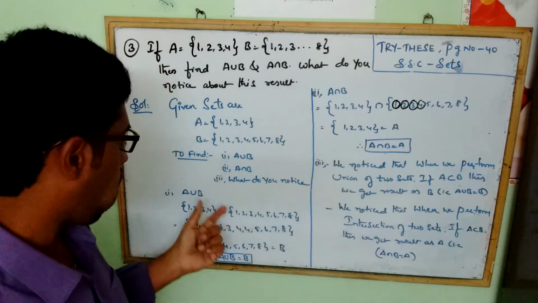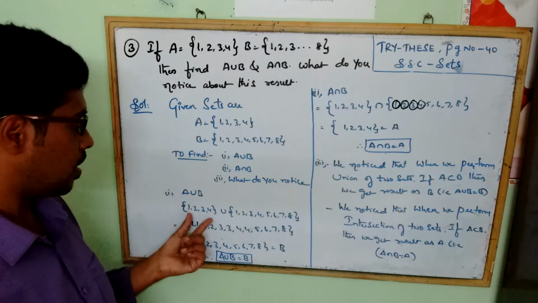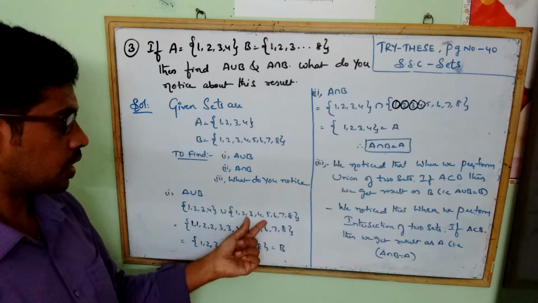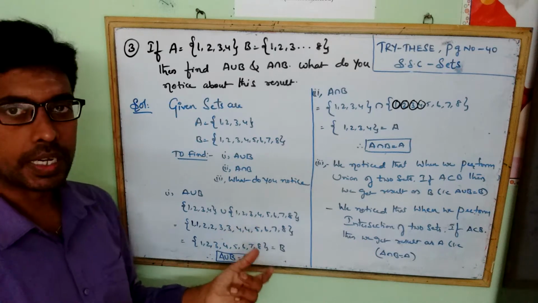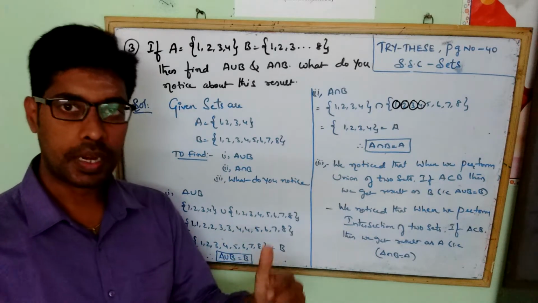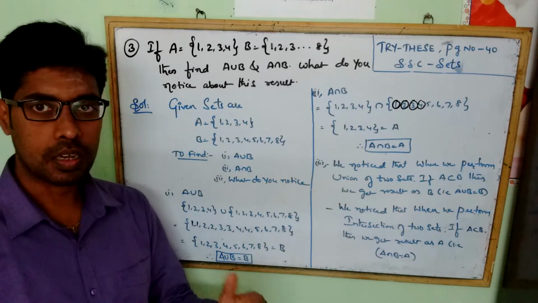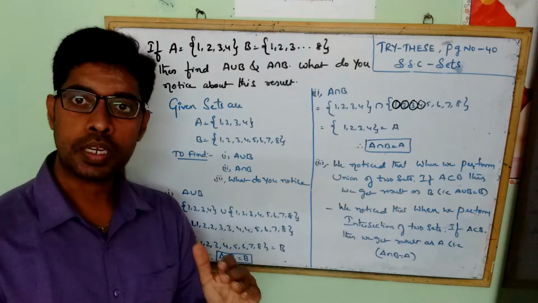Now let's solve. A union B. What is set A given? {1, 2, 3, 4} union. What is set B given? {1, 2, 3, 4, 5, 6, 7, 8}. Now write down all the elements. What does union indicate? Union indicates combining all the elements from set A and set B. But as a result, we don't take the repeated values in the set, right? So we'll take only the distinct values.